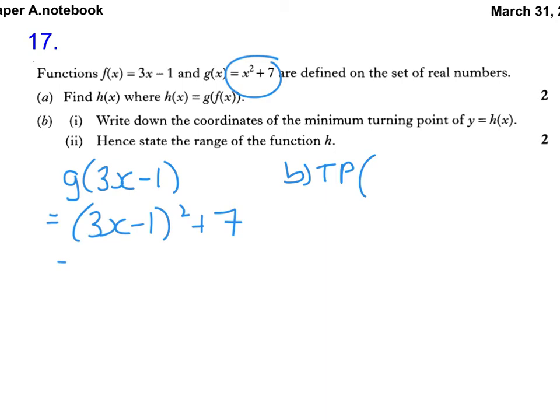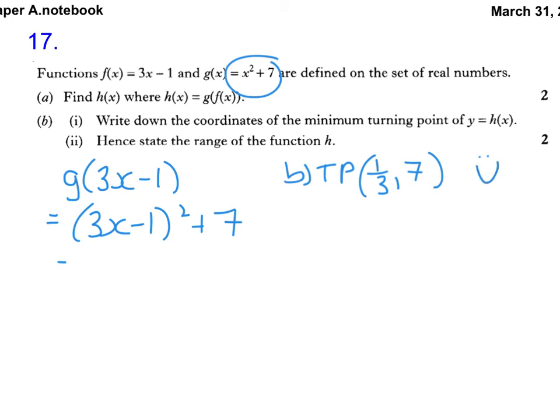That would give you x equals 1/3. So you've got 1/3, and then plus 7 means it's gone up 7. So there is your turning point there. Okay, now they've already told us this is a minimum turning point, but we can tell that just from looking at the equation anyway. So we know we've got a minimum turning point.